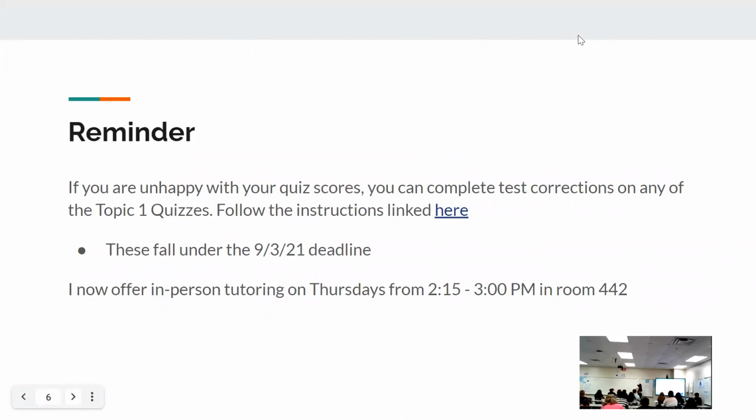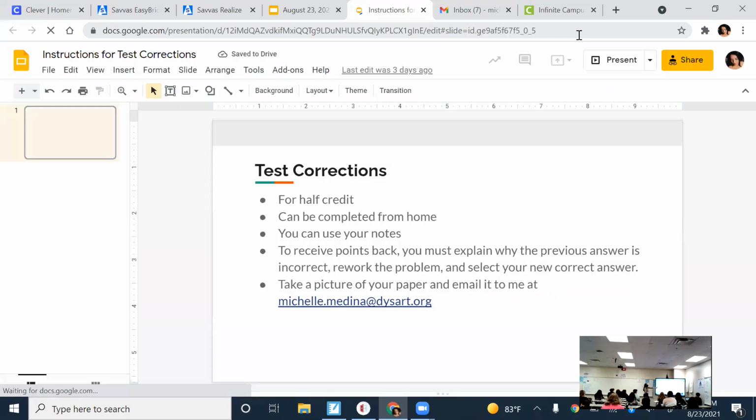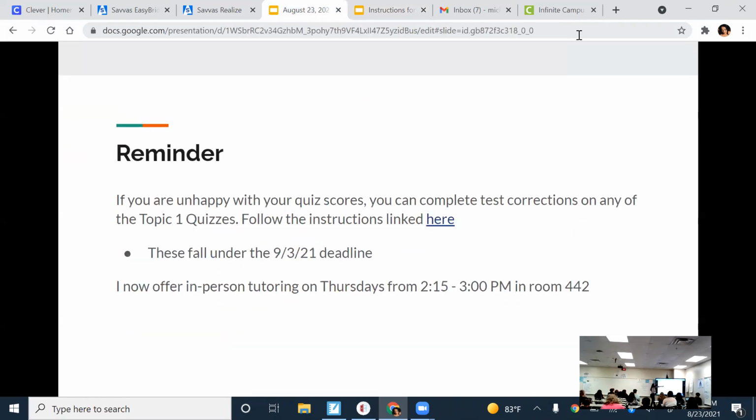Just a reminder, if you have been unhappy with your recent quiz scores, that you do corrections on your own time. So I've talked about it before. I'm not going to spend too much class time on it, but just click the link for the instructions. It's in today's slides, on this slide right there. So just follow the instructions and let me know if you have questions.